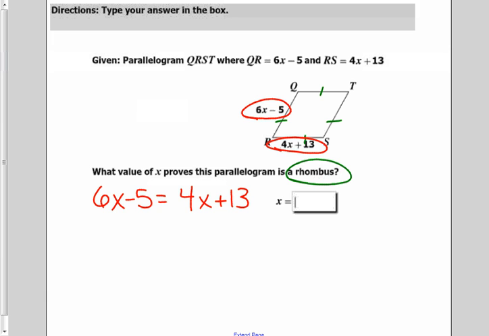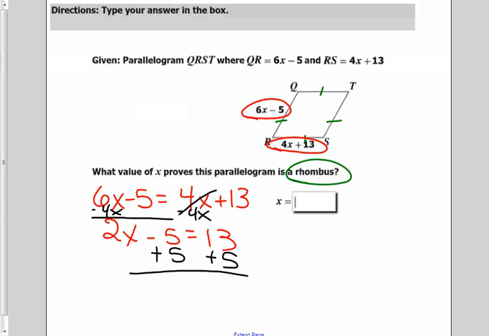Okay, so when you solve it, we're going to get 2x minus 5 equals 13, because I would have had to subtract 4x, right? Then we have to add 5 to both sides here. We get 2x equals 18, so x equals 9 when you divide 18 by 2.